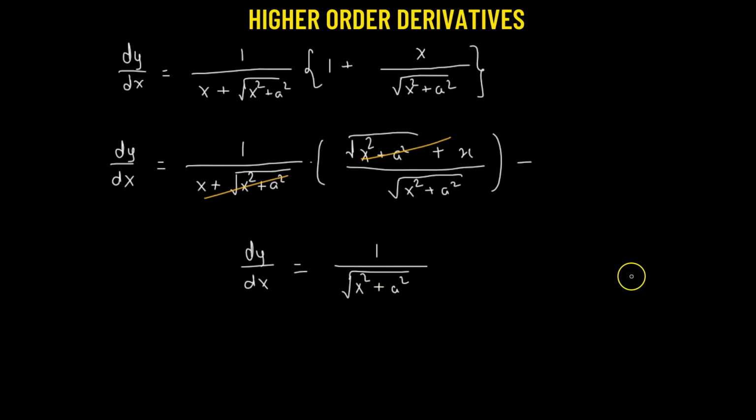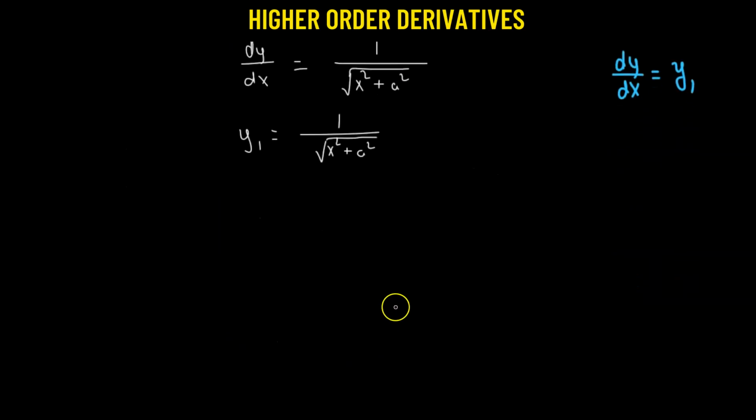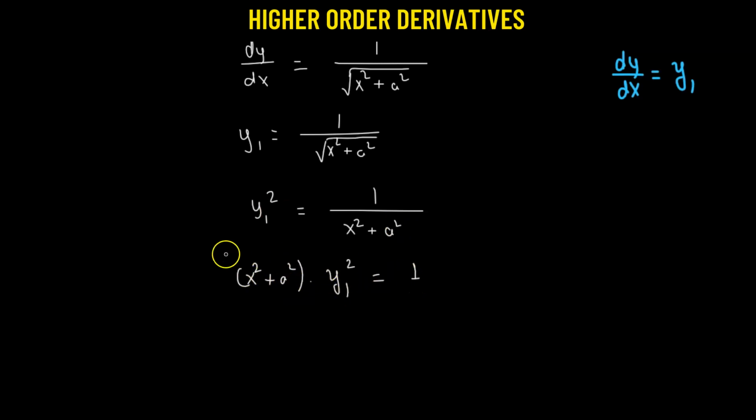Now we know that we can also express the first derivative of y with respect to x as y1. That means we have y1 equals 1 over square root of x squared plus a squared. What we'll do, we'll square both sides. Squaring both sides will give us y1 squared equals 1 over x squared plus a squared. So let's cross multiply them. So we have x squared plus a squared multiplied by y1 squared, which is equal to 1.